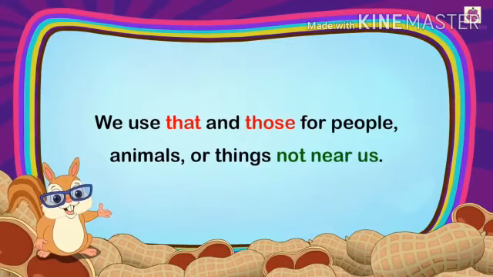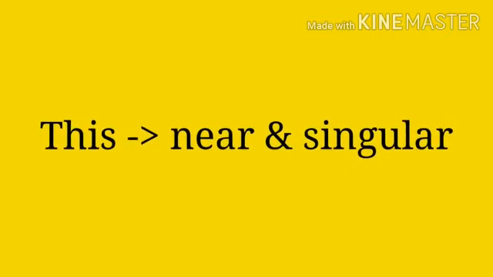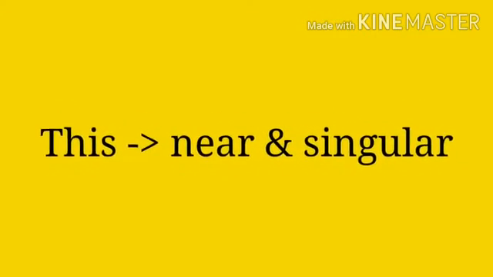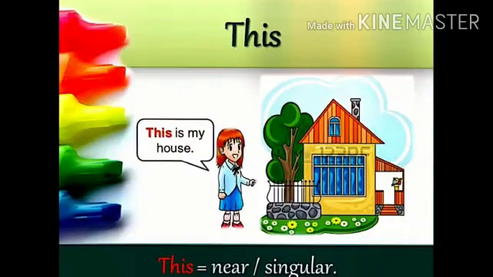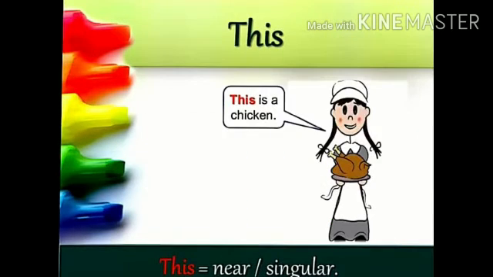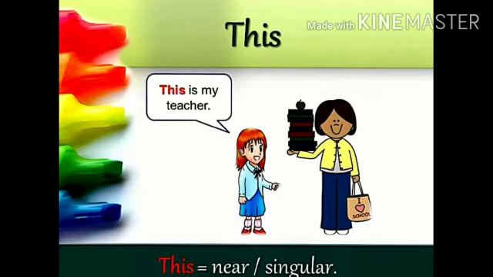Now children, let us move on with some more examples. Dear children, always remember, this is used to tell about a nearer and singular object. For example, what is this? This is my house. Here, the house is near the girl and it is singular. What is this? This is a chicken. Who is this? This is my teacher.